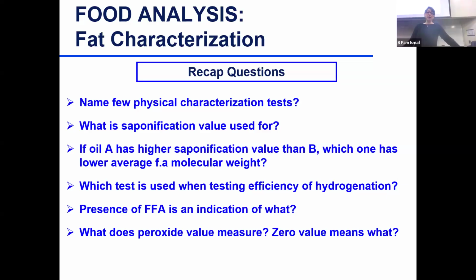What about peroxide value? What does it measure? What is it a measure of?